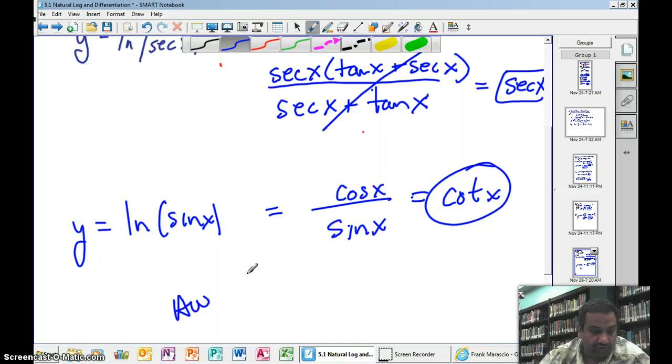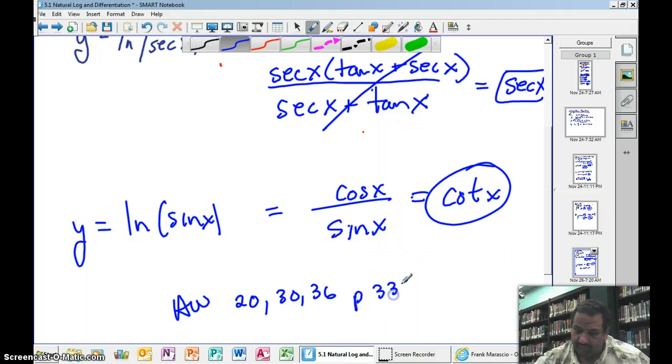For homework, why don't you just try 20, 30, 36. Try those three. We'll do the rest in class. All right, but these should be pretty good. So this is on page 331. All right, that is it.